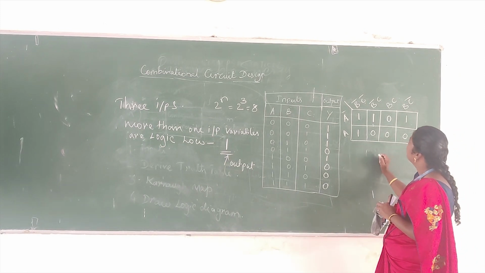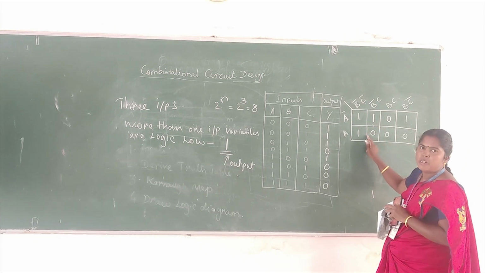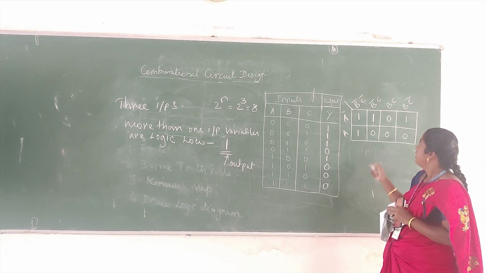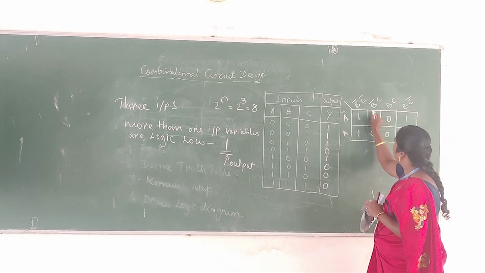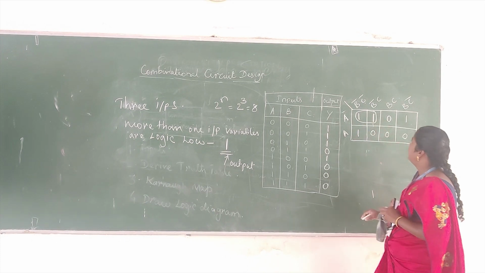Okay, we use pair or quad. Quad is nothing but we group 4 ones, or 2 ones, or 8 ones. Here available is only 2 ones. The first group is 1, 1.